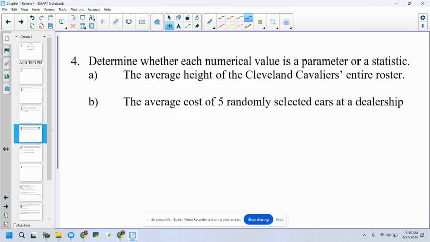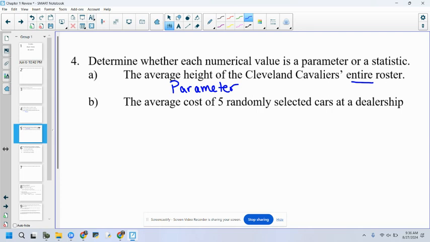Here's 4. Determine whether each numerical value is a parameter or a statistic. Remember, parameter, P goes with P. Parameter is population, statistic is sample. The average height of the Cleveland Cavaliers' entire roster. Everybody on that roster. That is a parameter because I use the term everybody on that roster, all of the athletes on that roster.